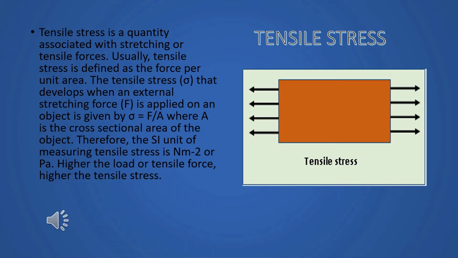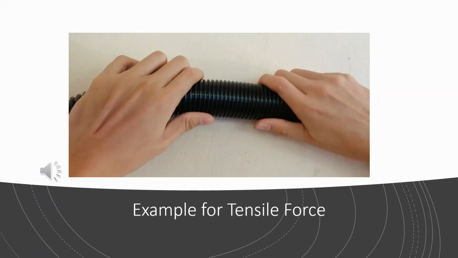Therefore, the SI unit of measuring tensile stress is Newton per meter squared, or Pascal. The higher the load of tensile force, the higher the tensile stress. This time, I will pull out the vacuum hose to determine the tensile force.